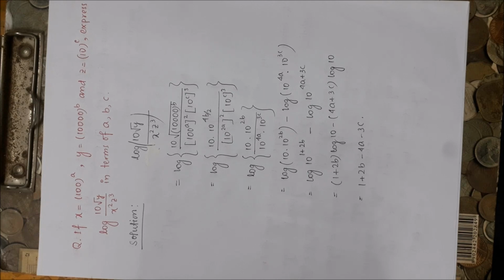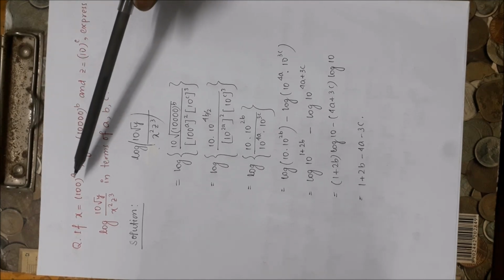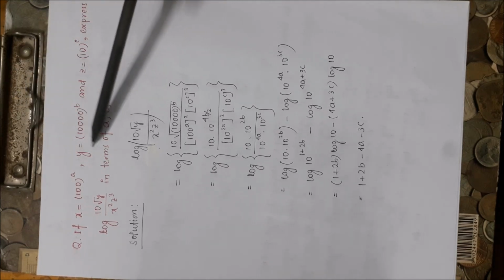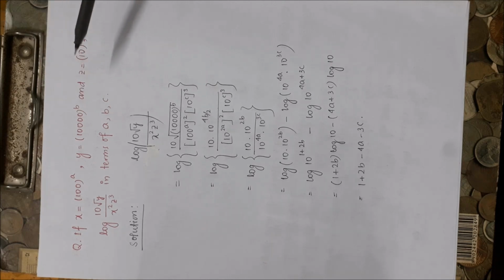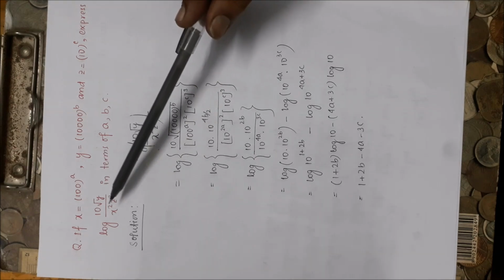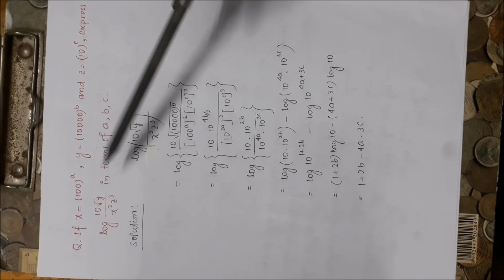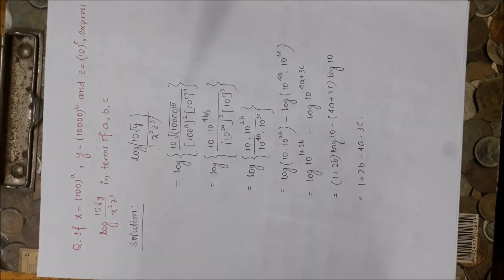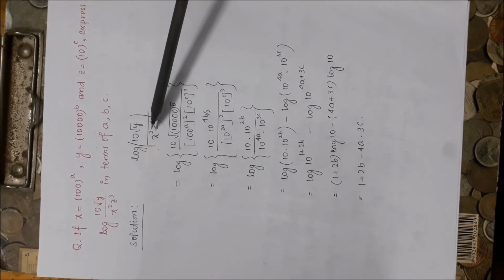So today we continue our discussion on the chapter logarithm. Let us solve some problems. Our first problem is: if x equals 100 raised to a, y equals 10,000 raised to b and z equals 10 raised to c, express log 10 root y by x square z cube in terms of a, b and c. So first we are writing the given expression, log 10 root y by x square z cube.